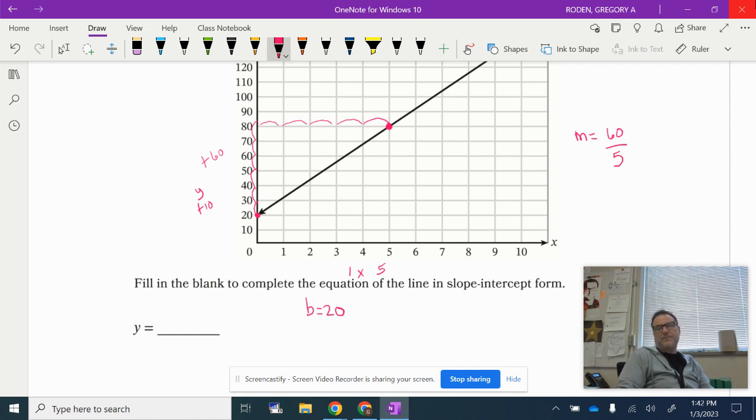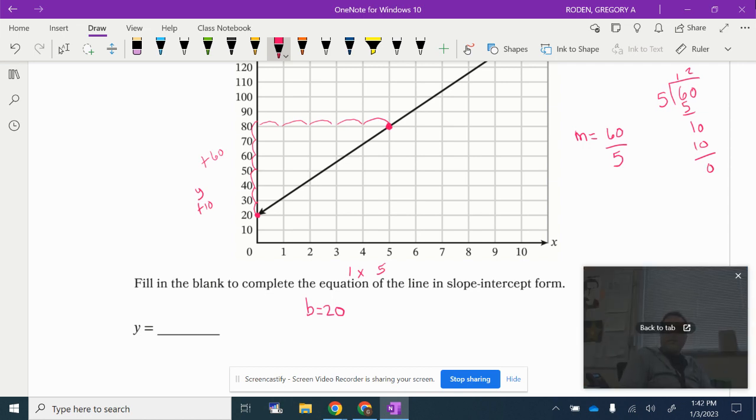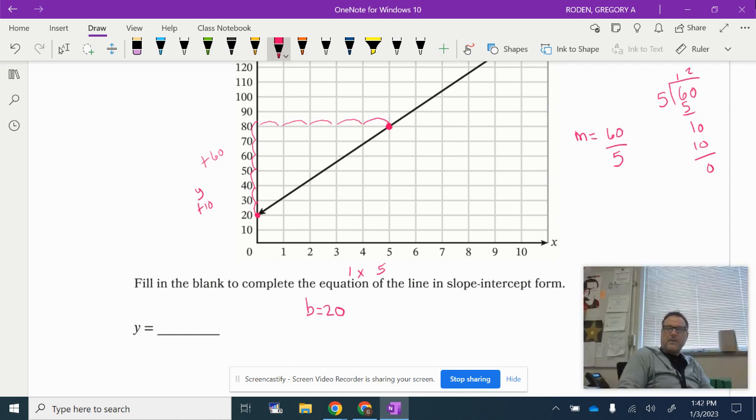And then if we want to simplify that, we go 60 divided by 5. 5 goes into 6 one time. 5 times 1 is 5. Subtract, we get, what do we get here? We get 1. So we get 2, right? So we get 12. So our slope is going to be 12. Positive 12. Our y-intercept is 20 right here.